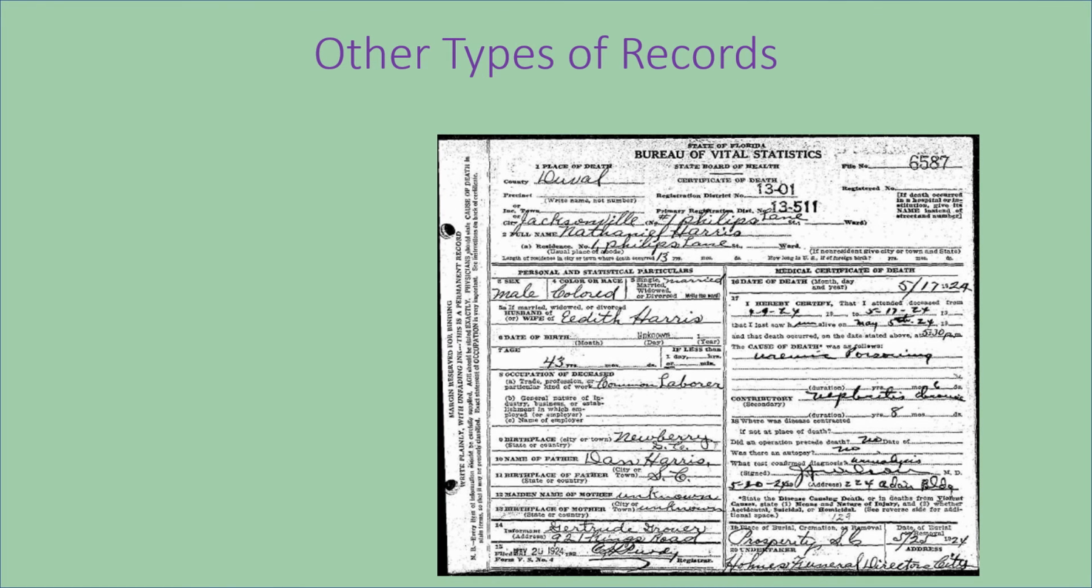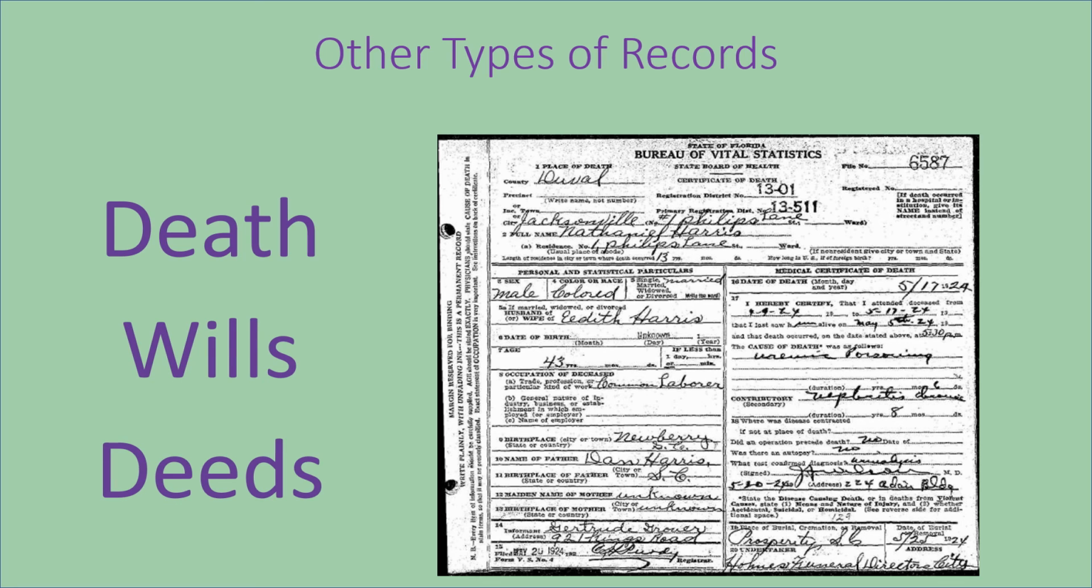There are many other types of records besides marriage records that can help you at least identify husband and wife. I will show you examples of some of those types of records in Part 2 of Marriage and Government Records. Some of the types of records you might find spouses on will be on death records, wills, deeds, and many others.